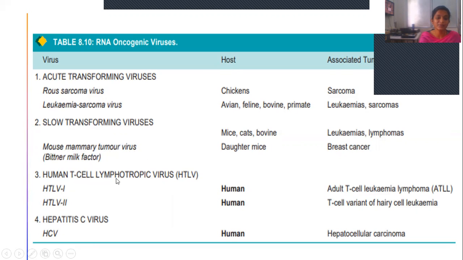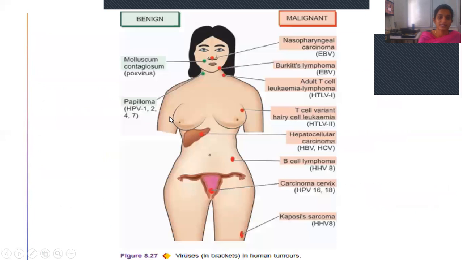And human T cell lymphotropic virus, HTLV. In this HTLV, there are two types, HTLV1 and HTLV2. HTLV1 causes adult T cell leukemia lymphoma, and HTLV2 causes the T cell variant of hairy cell leukemia. Hepatitis C virus also affects humans, causing hepatocellular carcinoma. So these were the RNA oncogenic viruses.